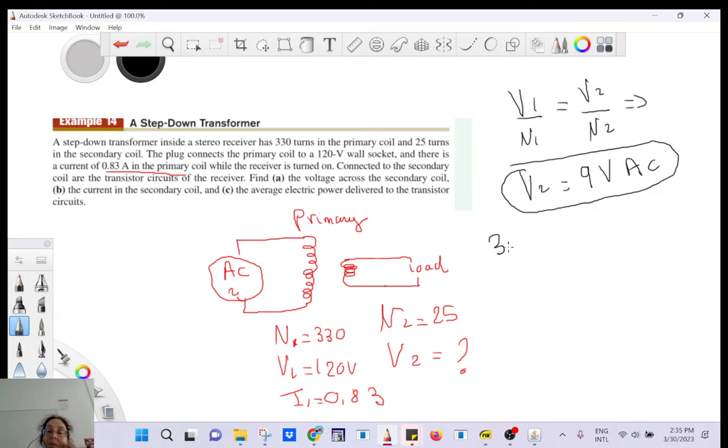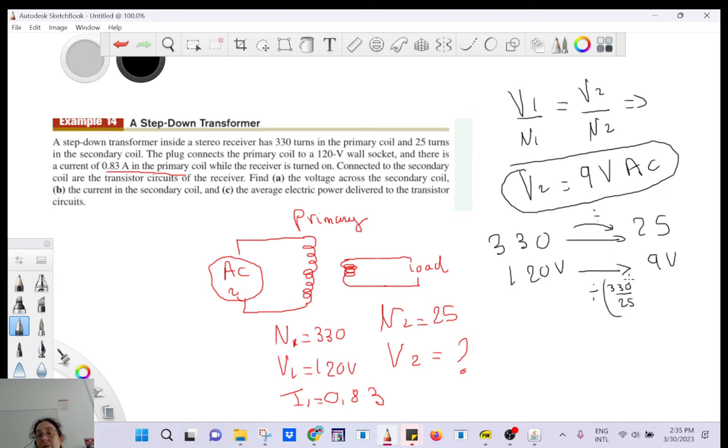So it means that 330 you go to 25, and you go from 120 volt to 9 volt. So to go from here to here, you divide by the same thing, okay? You divide by 330 divided by 25. That's what you're going to divide by. Okay, so then number B, I2. Can you find the current?